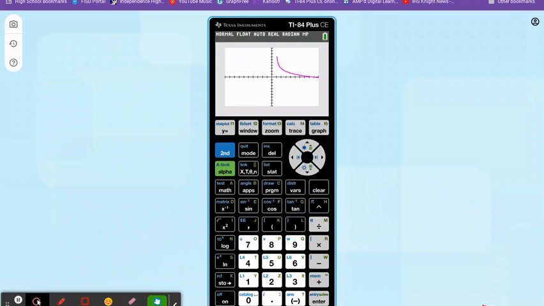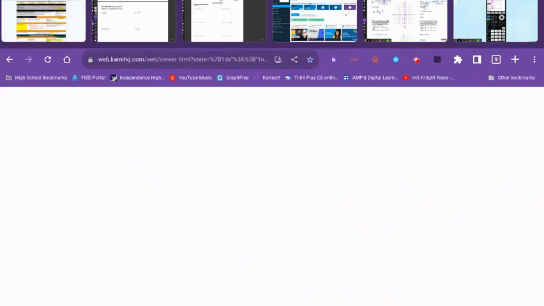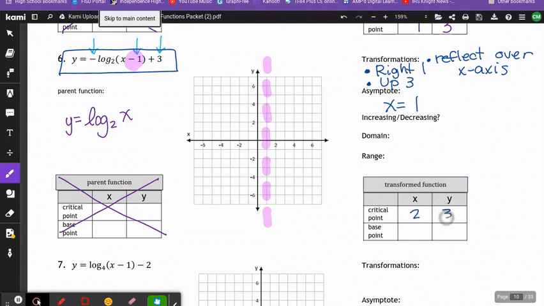Okay, so this has flipped upside down. That reflection, that negative sign, we can see it happening. Let's go to the table. And my asymptote is at x equals 1. So it makes sense that it says error beginning with 1. That's the asymptote. So then these next 2 points are going to be my critical point and my base point. (2, 3) and (3, 2) are my critical point and base point. So over 2 up 3, over 3 and up 2.